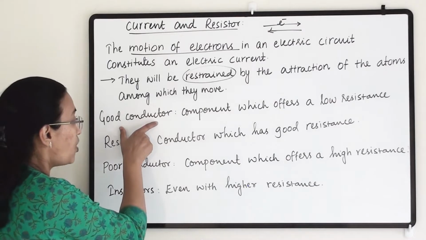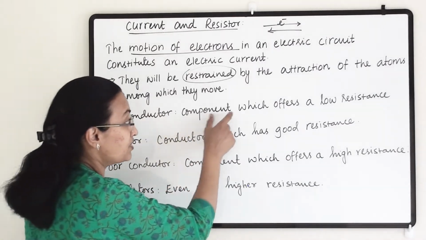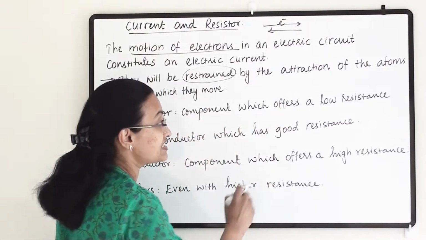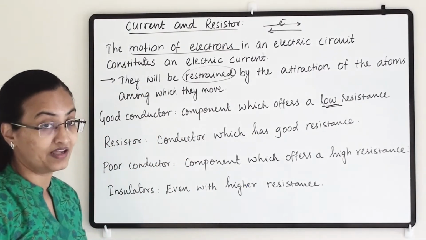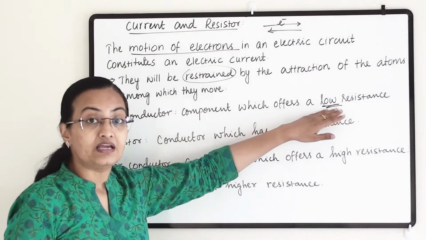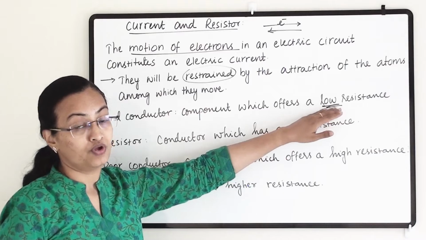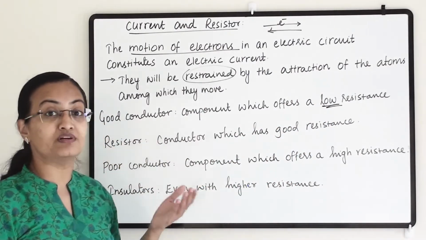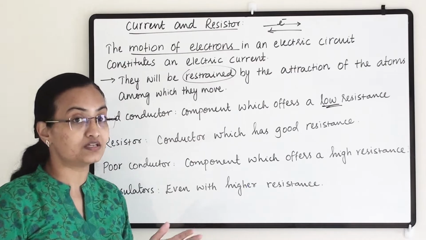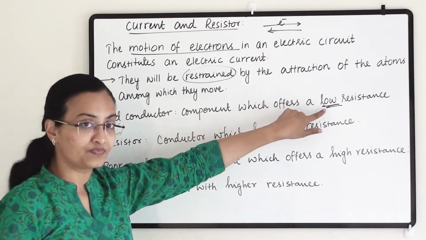So who all are good conductors? The component which offers a low resistance, that means the maximum amount of current will pass through it and it will not hinder the movement of electrons. Those kinds of materials will be termed as good conductors. For example, silver, iron, they are termed as good conductors because they offer low resistance.